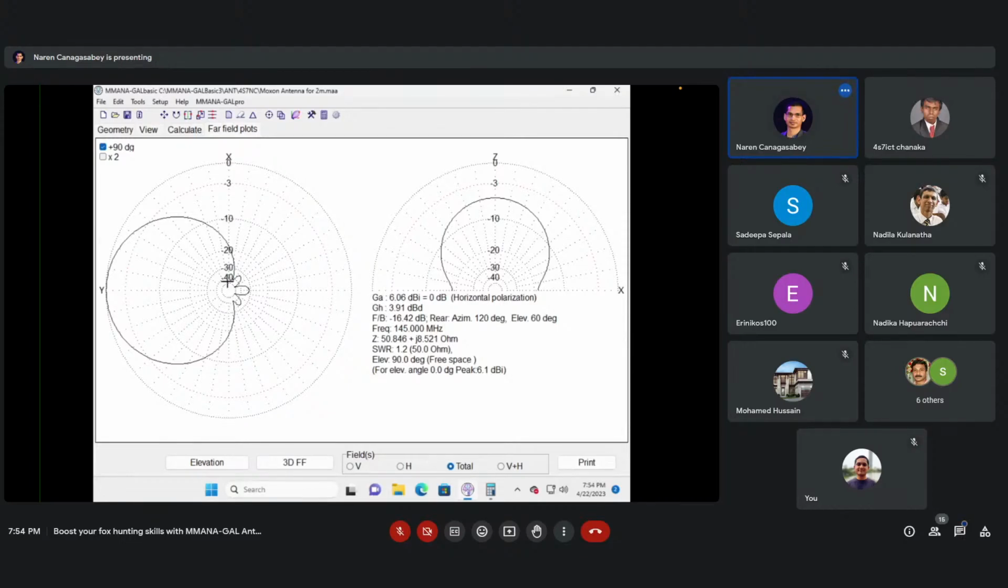So here we see the back lobes are significantly reduced. We see slight side lobes starting to appear here. The back lobe has significantly reduced, and you can see how the front lobe has got wider. It's bigger, it's wider.